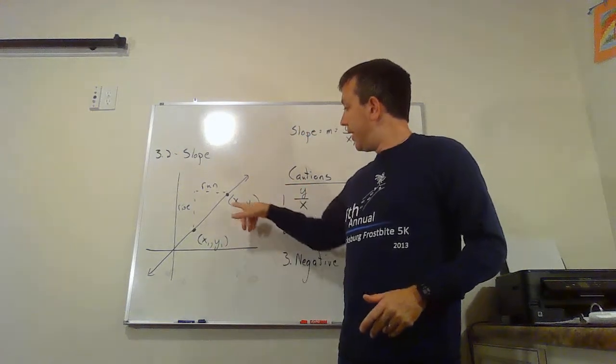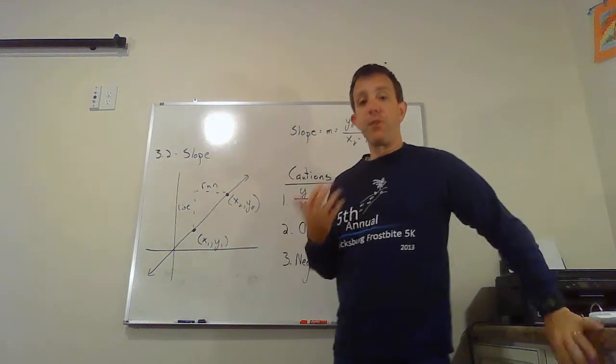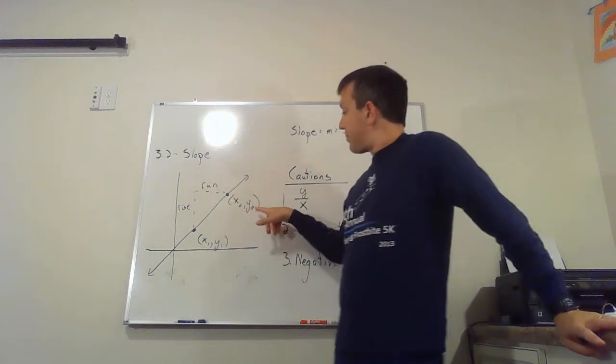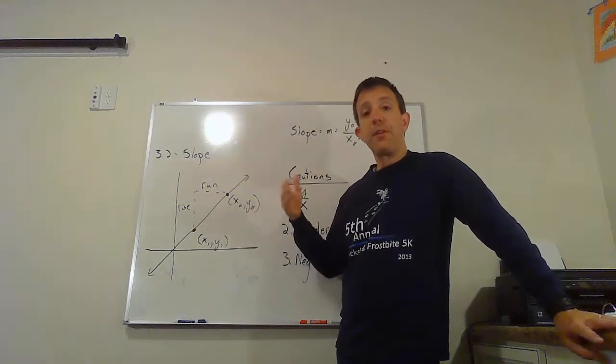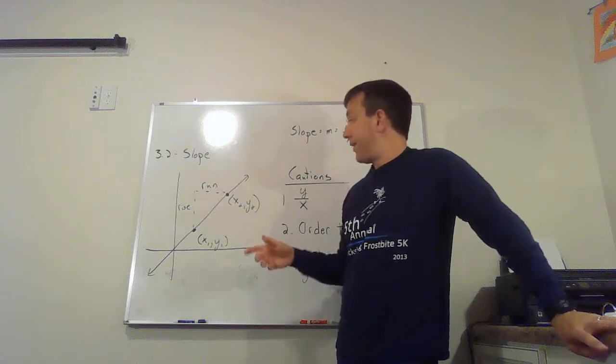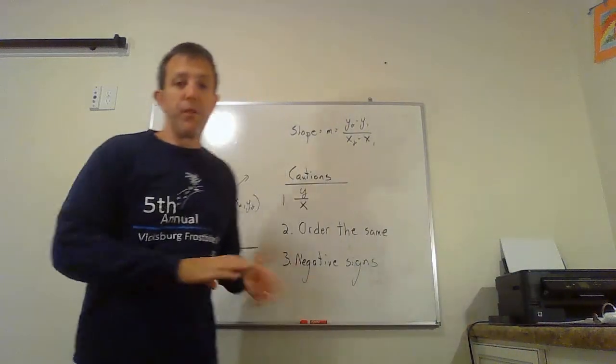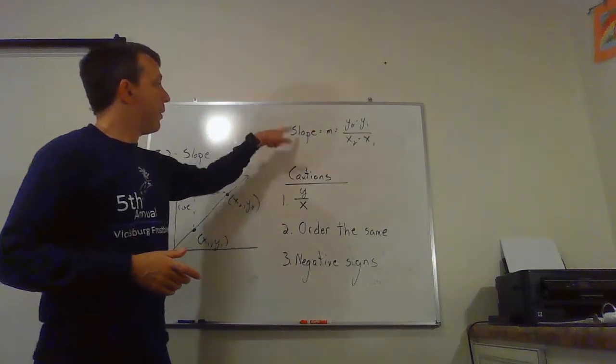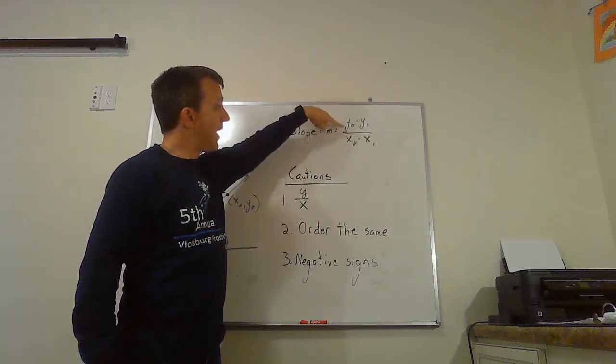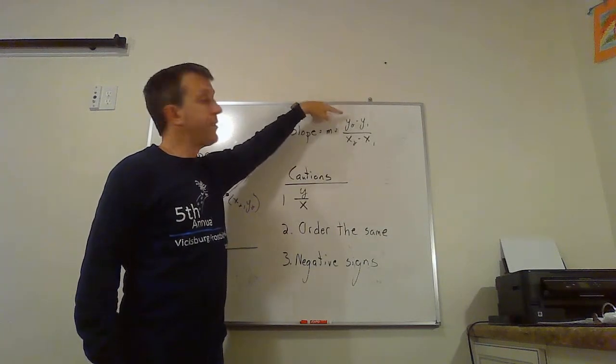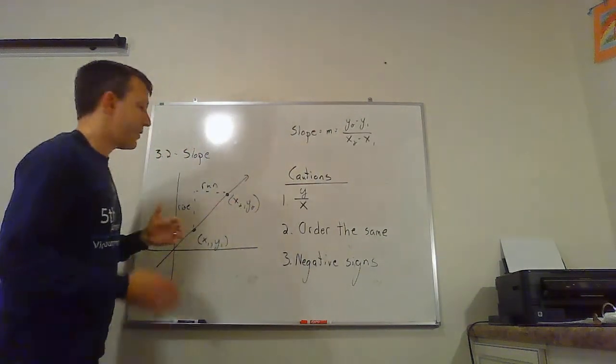Here you can see I have a line, it has 2 points. To find the rise, we're going to subtract the y values. To find the run, we're going to subtract the x values. So we actually have a formula for slope using that. Remember, rise over run, so y's over x's. y2 minus y1 over x2 minus x1.